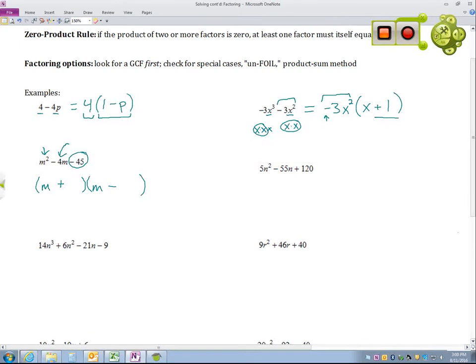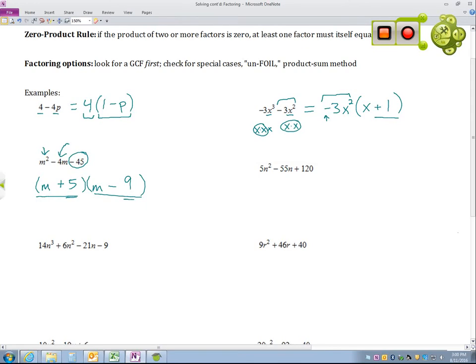Okay, so one of these is going to be a 9 and one of them is going to be a 5. The way that I pick which is I want them to add up to -4, so that means I need my bigger number to have a negative sign. Okay, so I'm going to put the 9 with the negative and the 5 with the positive. Now it does not matter which of the two factors gets written first.